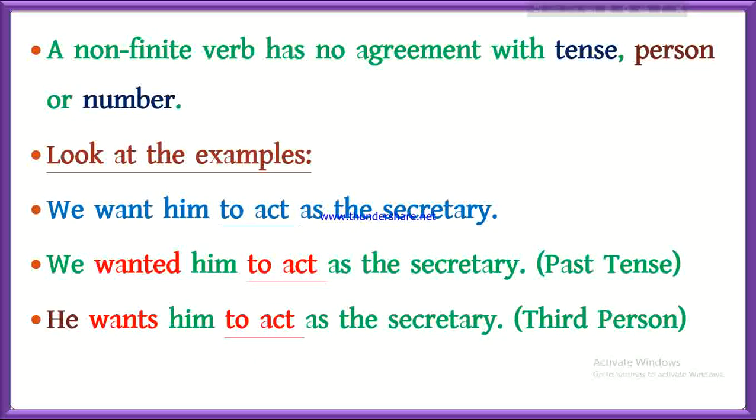Now another example. Here, if we change the person, here we was the first person, he is third person. With third person, the verb changes. Want becomes wants, but here to act remains the same. So what I want to say is that if a verb does not change with the changing of tense, person, or number, it is called non-finite verb.